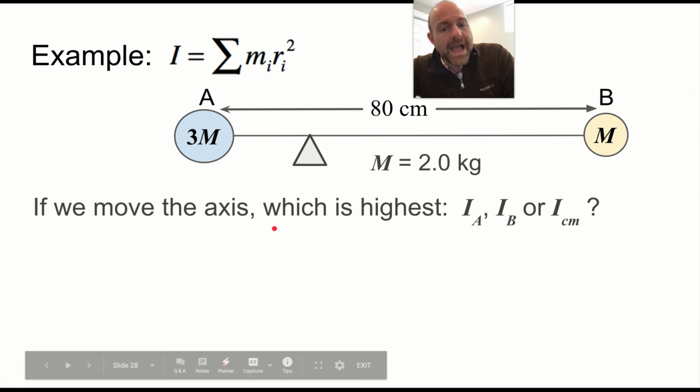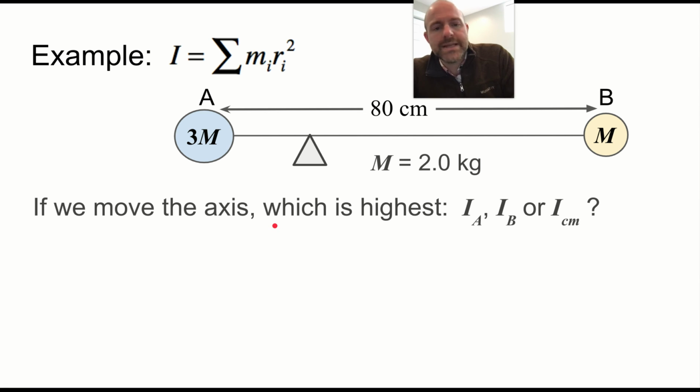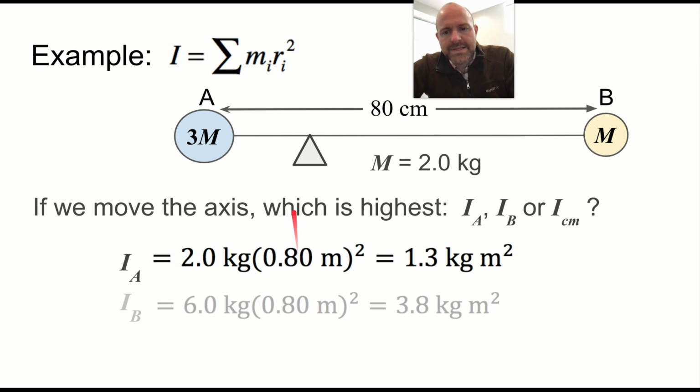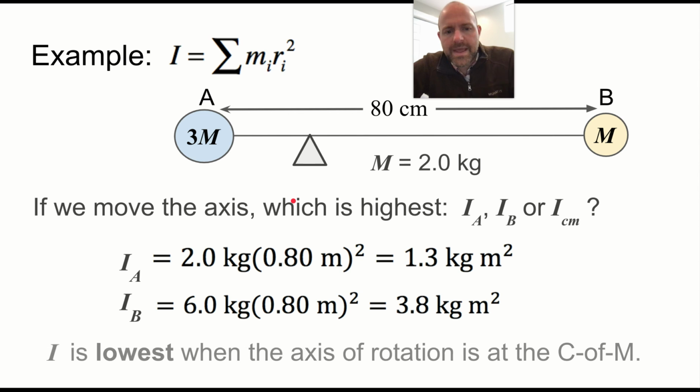So if we move the axis, which is the highest moment of inertia? If we put the axis at A, at B, or at the center of mass? Well, if we put it at A, then A does not provide any rotational inertia, so it's only B, which has the small mass. If you do it at B, the big mass is pretty far away, and you get that. And then it is lowest, you will find, when we are at the center of mass.